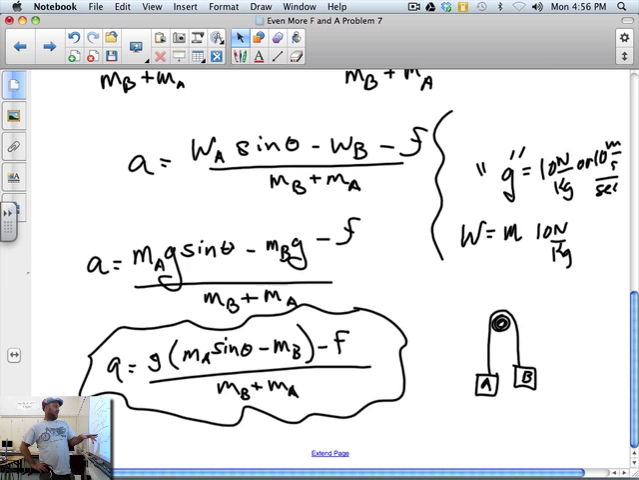If the masses get really large, if you have infinite masses, the acceleration should be very small, right? And if mass A gets very large, that's the cart, then the acceleration should be very large. That sort of makes sense.